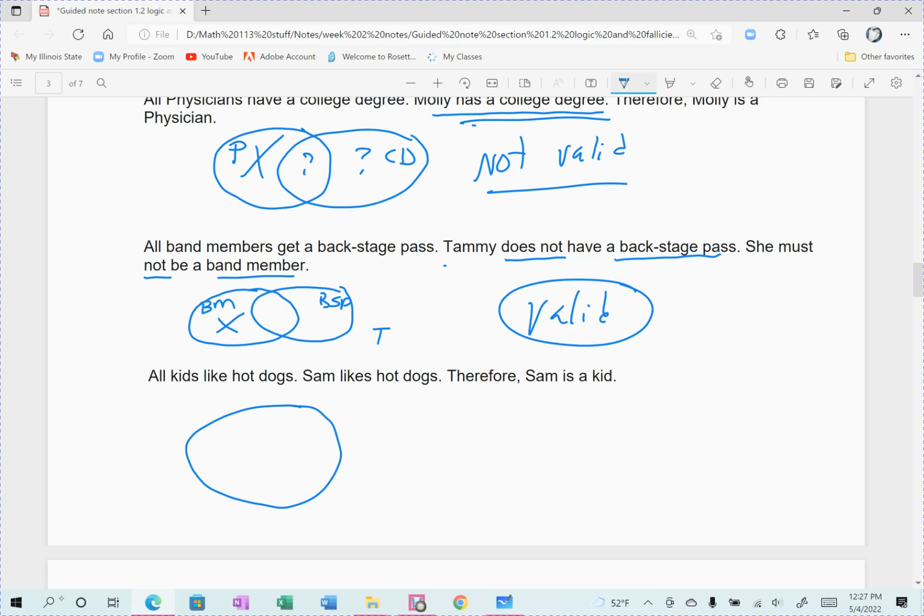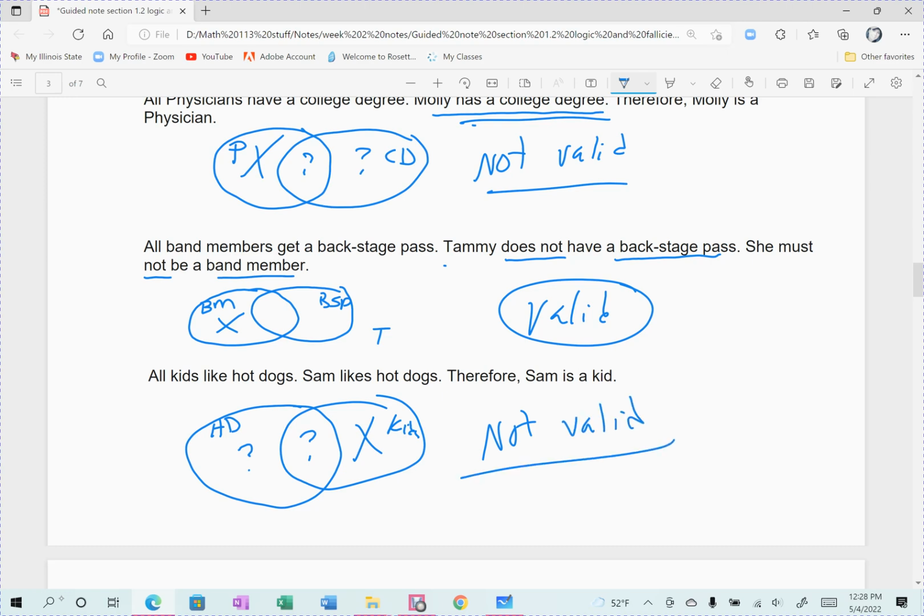All right, so we have hot dogs and kids. If you're a kid, you like hot dogs. All kids that like hot dogs land in here. Sam likes hot dogs. Well, liking hot dogs, there are two spots. He could be either here or there. It doesn't necessarily mean he's a kid, right? He could be an adult who likes hot dogs. And so that is a non-valid argument.